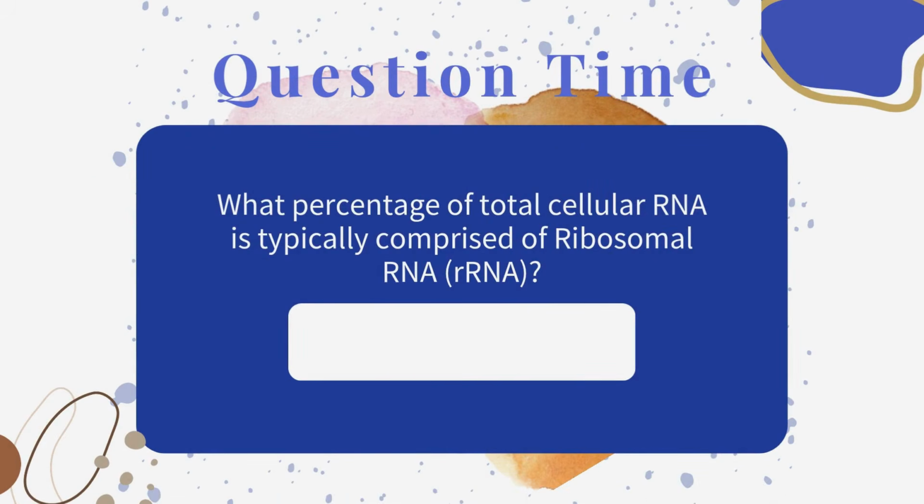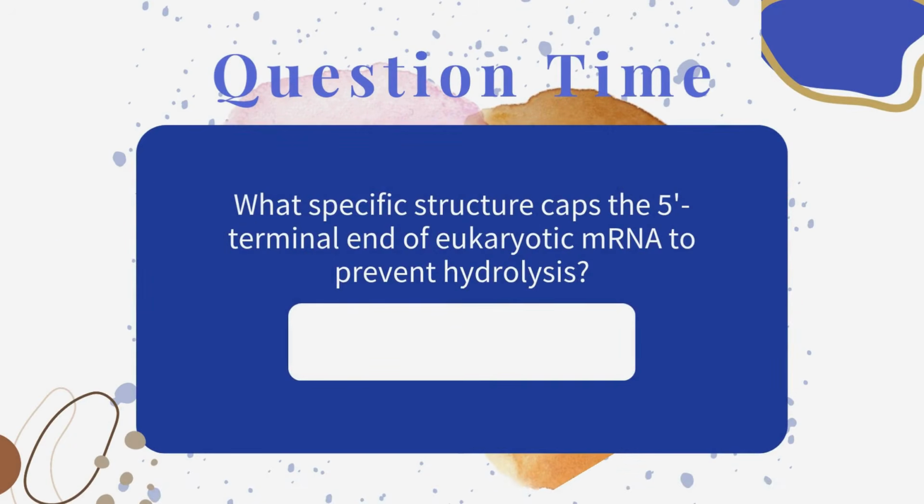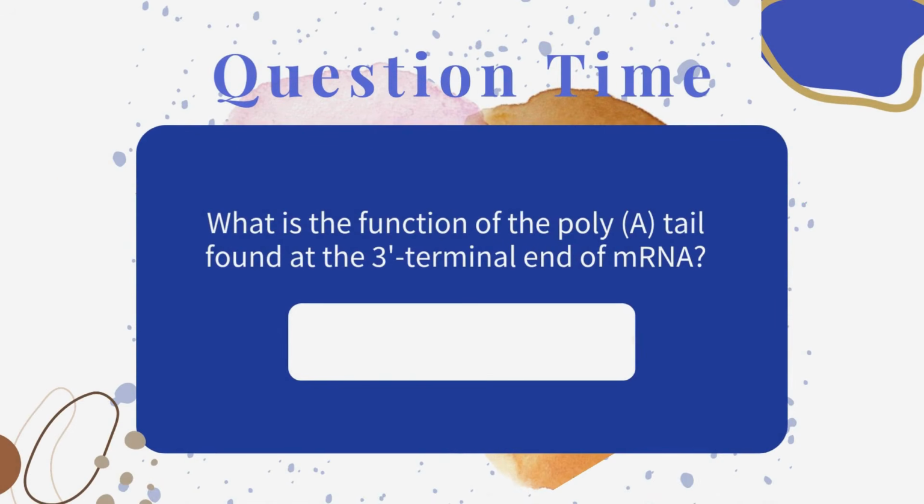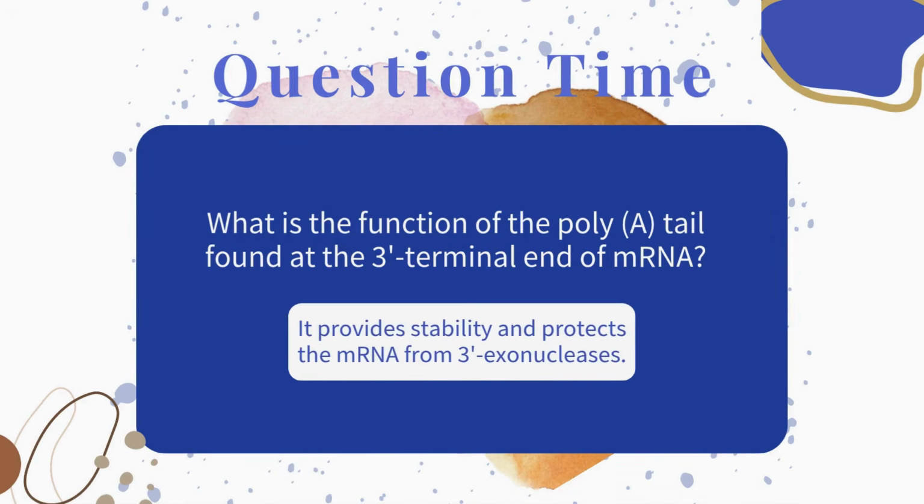What percentage of total cellular RNA is typically comprised of ribosomal RNA? 50 to 80%. What specific structure caps the 5' terminal end of eukaryotic mRNA to prevent hydrolysis? 7-methylguanosine triphosphate. What is the function of the poly A tail found at the 3' terminal end of mRNA? To provide stability and protect from exonucleases.